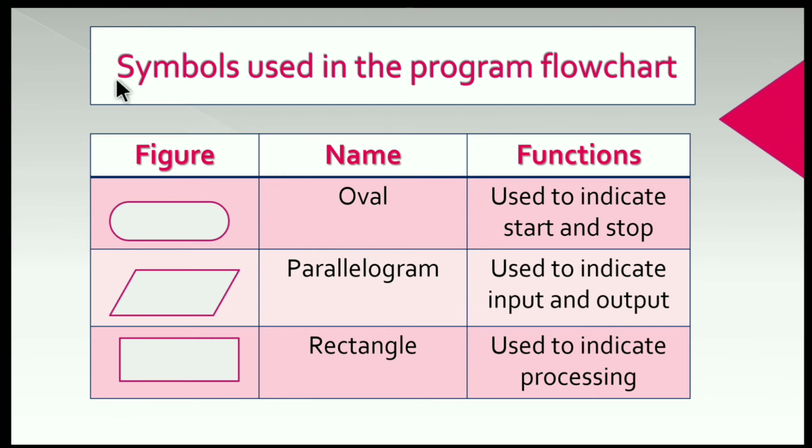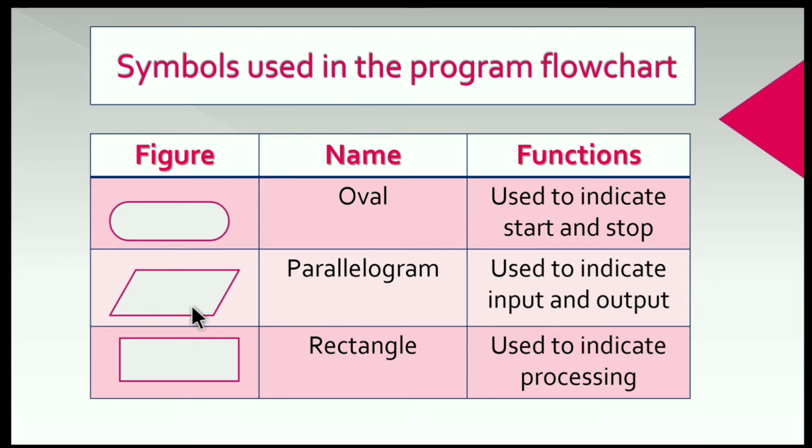Let's discuss some symbols used in the program flowchart. In programming flowcharts, we are using this shape. This figure is called an oval. What is its function? It is used to indicate start and stop. In step 1 we see start, and at the end we see stop. For that we are using this symbol.